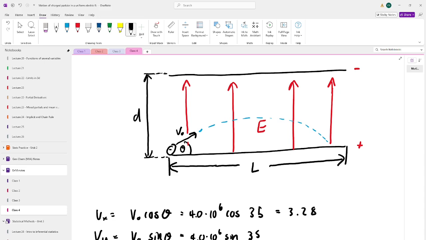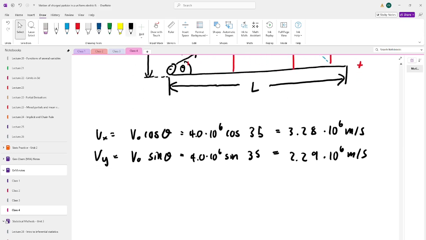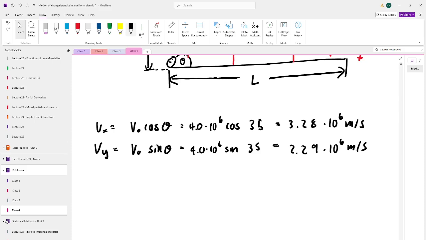That gives us 3.28 times 10 to the 6 meters per second. And then we can do this one, 2.29 times 10 to the 6 meters per second. So now we have our two components. This is Vx, and this is Vy that we found.